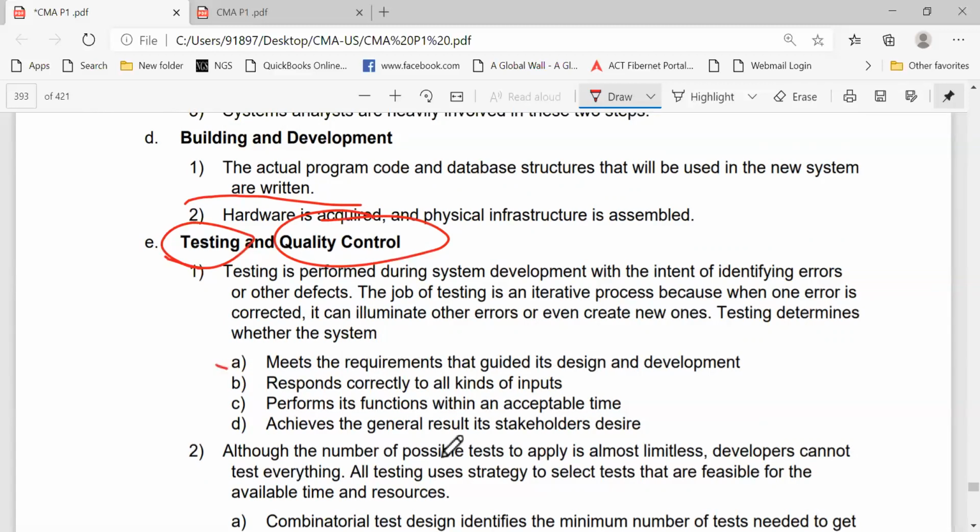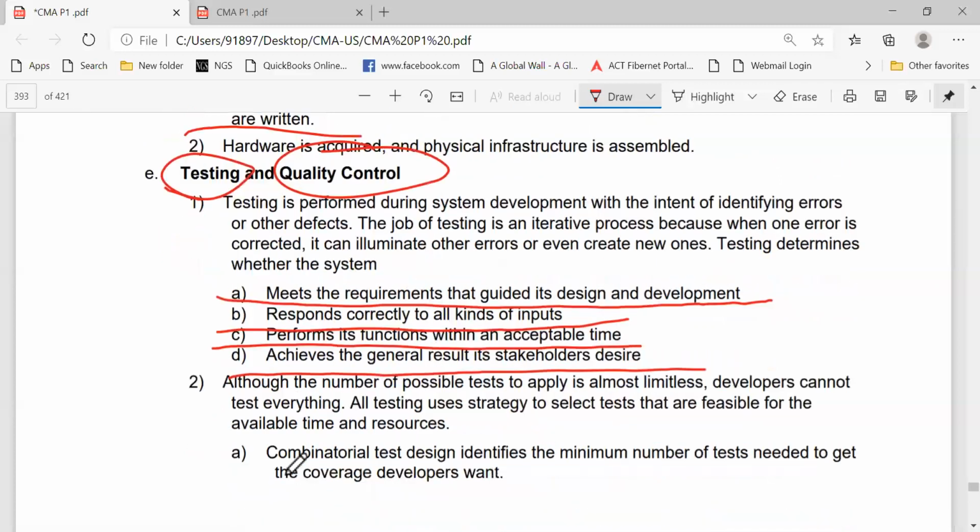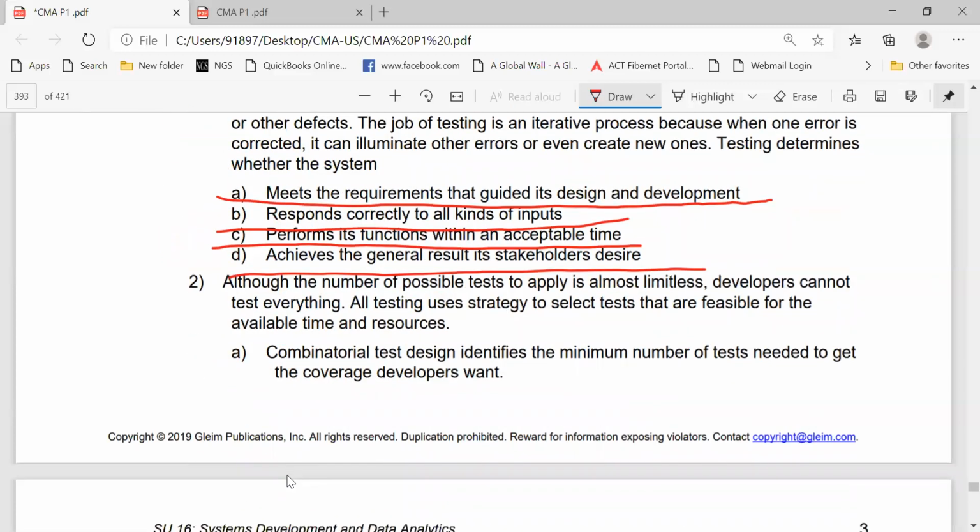Now, is the system meeting the requirement that's guided? Does the system respond correctly to all kinds of inputs, perform its function within acceptable time, achieve the general results its stakeholders desire? Now these are the things which you would be taking into consideration. Although the number of possible tests to apply is almost limitless, developers cannot test everything.